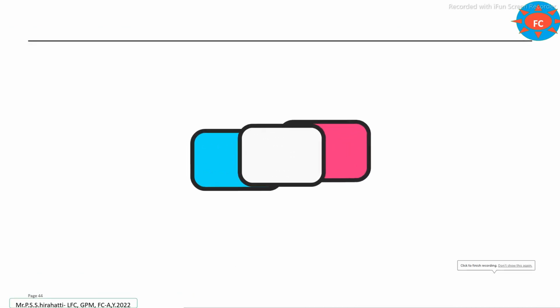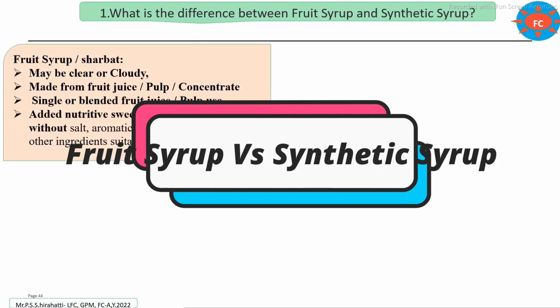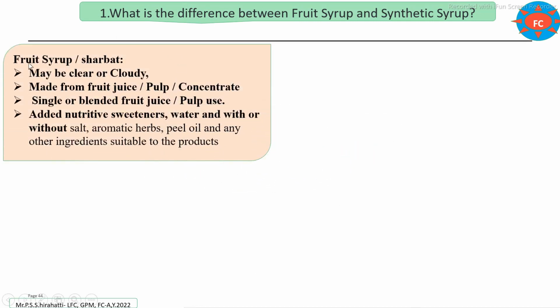First, what is fruit syrup and synthetic syrup? As per their name, fruit syrup, also called sharbat, contains fruit at least 25%, in the form of juice, pulp, concentrate, or maybe blended juice, with the addition of other ingredients.